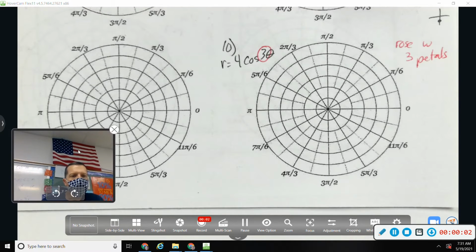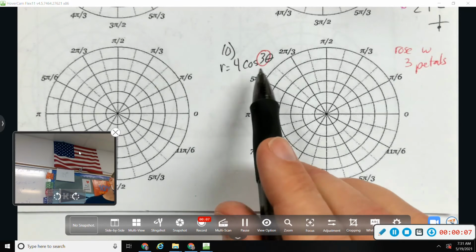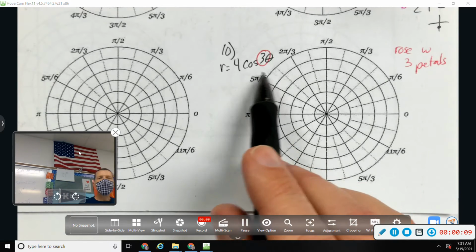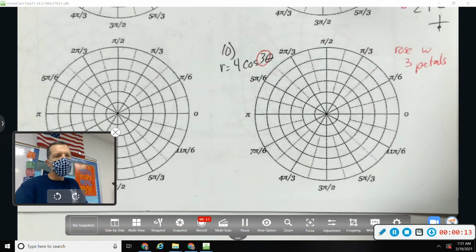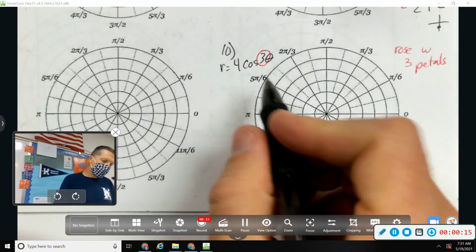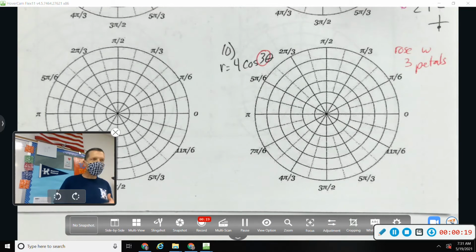So, answering some questions from yesterday's assignment. Number 10 on worksheet 3, r equals 4 cosine 3 theta. We know from the format of that equation that it's a rose, and n is odd. So that means there are n petals, so 3 petals. So I kind of have an idea already what it's going to look like.